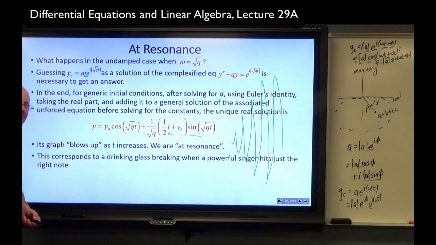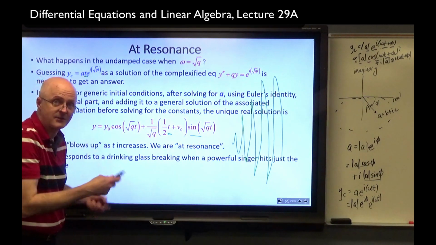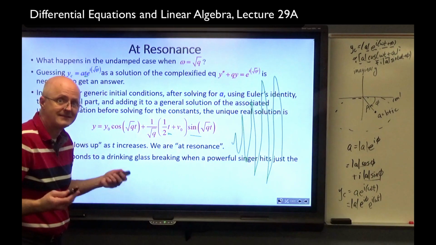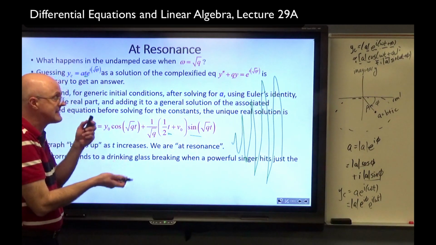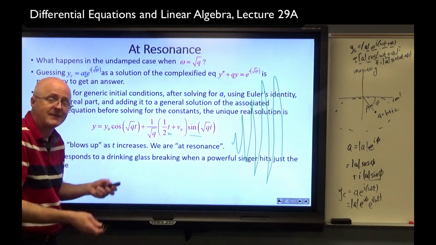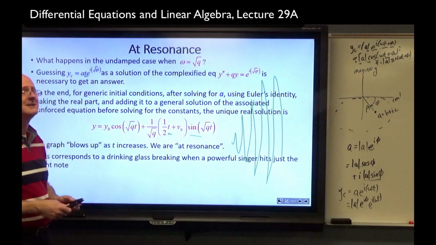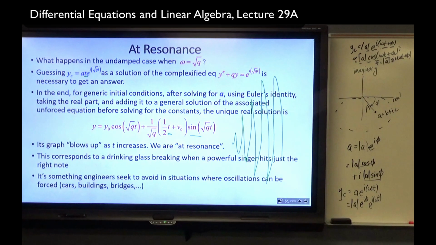Okay? It's not perfect because in real life things do have damping. Damping is positive. But the idea is this might be a decent approximation if the damping is very, very, very low. It's sometimes something engineers seek to typically avoid in situations where the oscillations can be forced and it might be dangerous, like car oscillations as you go over a road, building oscillations in the wind or in an earthquake, bridges oscillating in the wind or during an earthquake. That's something that you want to avoid as an engineer.